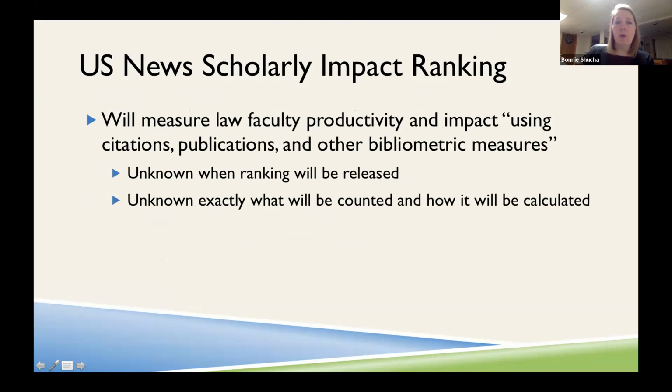So what we know about the US News Scholarly Impact Ranking, there are some things we don't know, but we do know that US News is proposing this new measure. We haven't seen it yet. But what it's going to do, using citations, publications, and other bibliometric measures, is try to measure law faculty productivity and scholarly impact. We don't know when it's going to be released. We don't know exactly what is going to be counted or how it's going to be calculated.